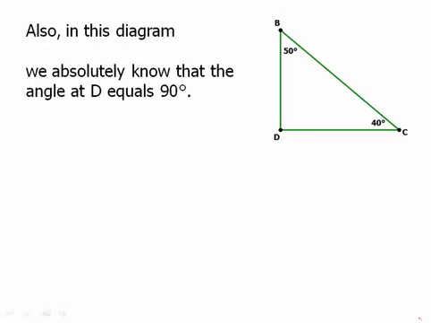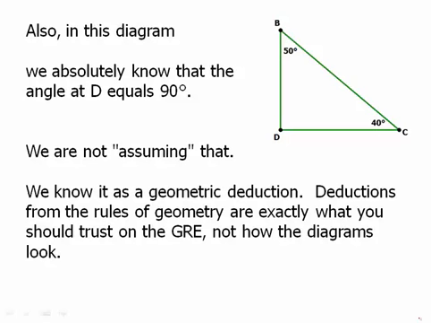So we're not judging how the picture looks. We're making a logical deduction. Logical deduction you can trust. If you arrive there by a logical deduction, you absolutely can trust it. So that's how we know in this particular diagram that it's 90 degrees. And it is not assuming. Because we know it as a geometric deduction, deductions from the rules of geometry are exactly what you should trust on the GRE, not how the diagrams look.